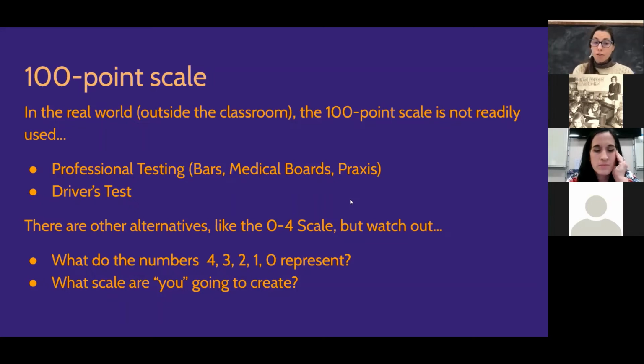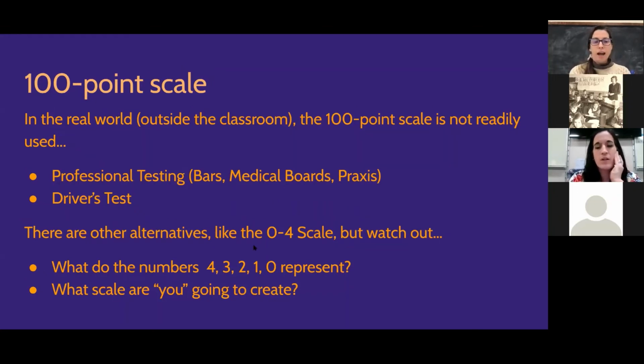And there are other alternatives like the 0 to 4 scale, but please be careful when we think, oh, it'll be great if we just go to a 0 to 4 scale. What do the numbers actually represent, and what scale are you going to create? In my district, they gave us the scale. I didn't have any option to do a certain kind of scale, and in Lewiston, we are not allowed to add any zeros to any of our grades. So the lowest grade for us is a 1 on our scale.